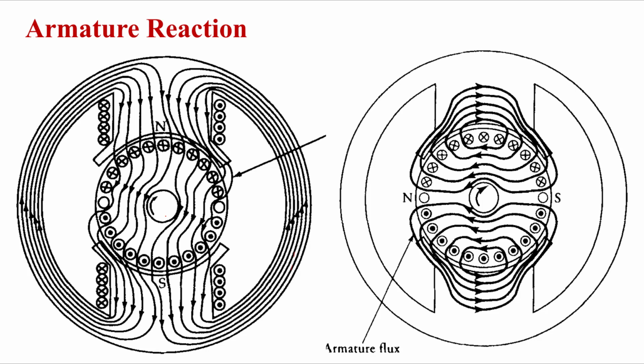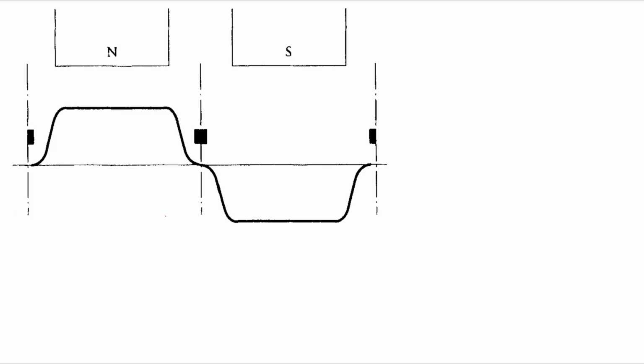Every time we need to change the neutral, or change the brush axis, it is not possible. So therefore, there are certain mechanisms. We'll see how it will happen, how we will counteract this armature reaction. Okay. Now we can see the north pole and south pole and the flux produced by the north and south.